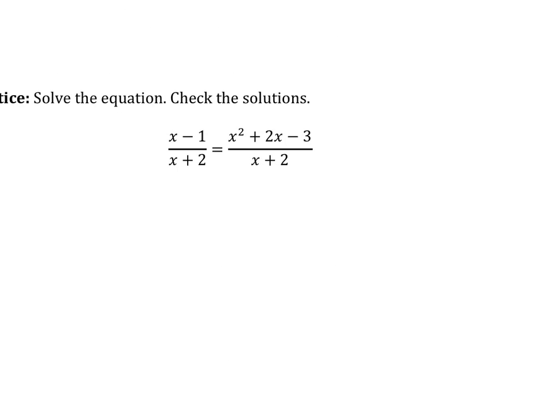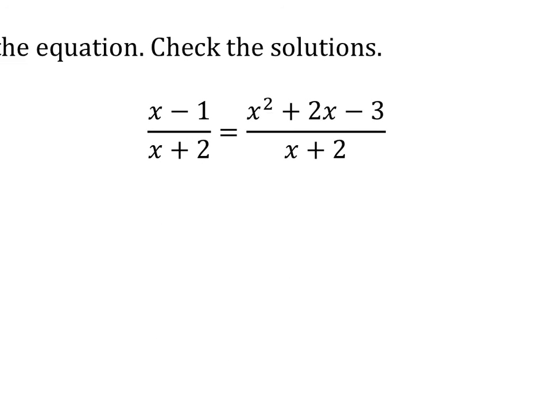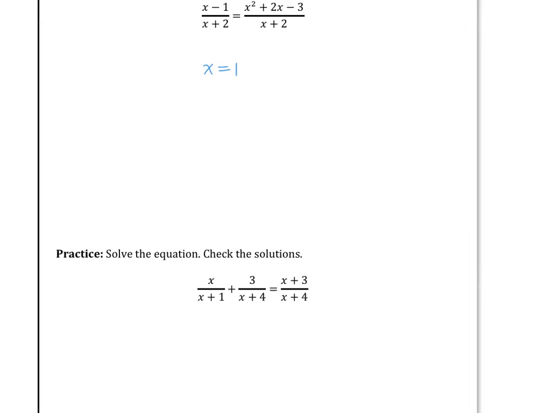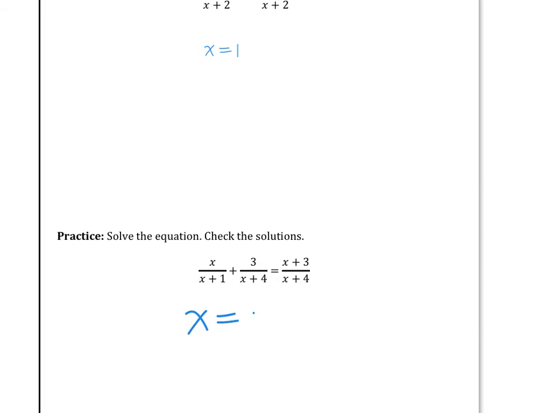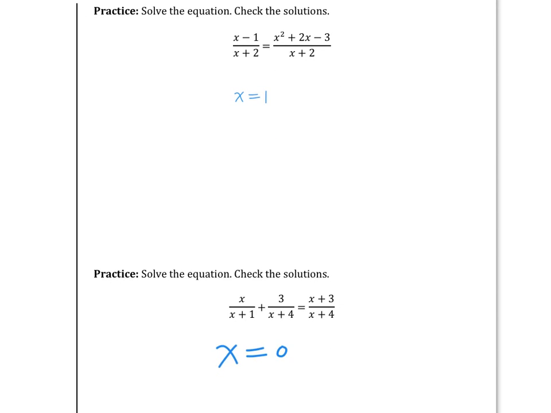All right, this is an easy one. Practice. So the first one is x equals 1. And then the second one is x equals 0. Do you need me to solve any of them? No? Okay. All right.